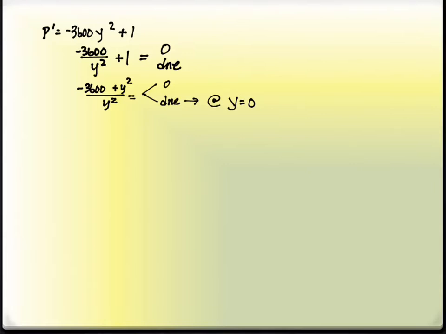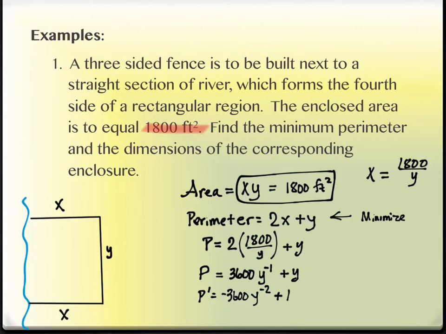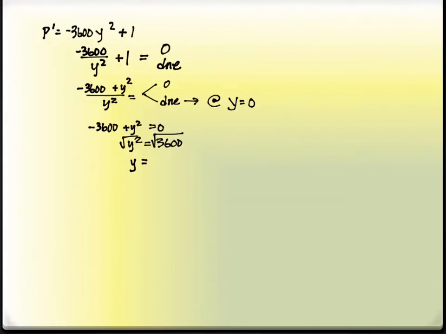If the numerator of a fraction is equal to 0, the whole fraction's 0, right? And if the denominator is equal to 0, that's the doesn't exist part that we've already done. So I really need my numerator to equal 0. You can separate these on sides of an equation if you wish. This is y squared equals 3600. You can square root. If you want to put the plus or minus on, you can. But remember the picture over here for what y is. It's the side length of the fence. It's not negative, so I don't really need the negative part. I can actually just use the positive part. What's the square root of 3600? 60.